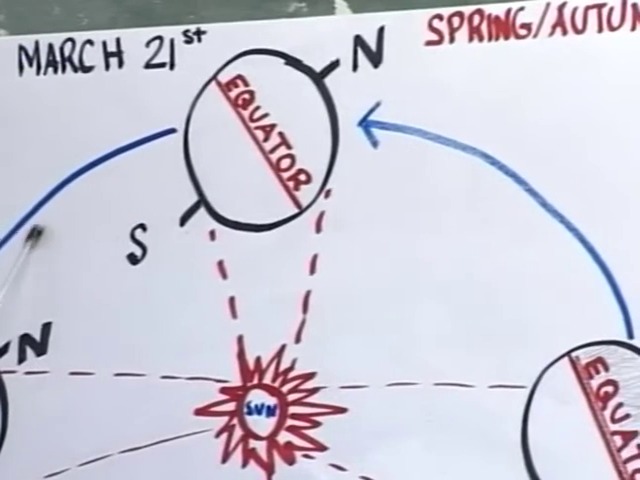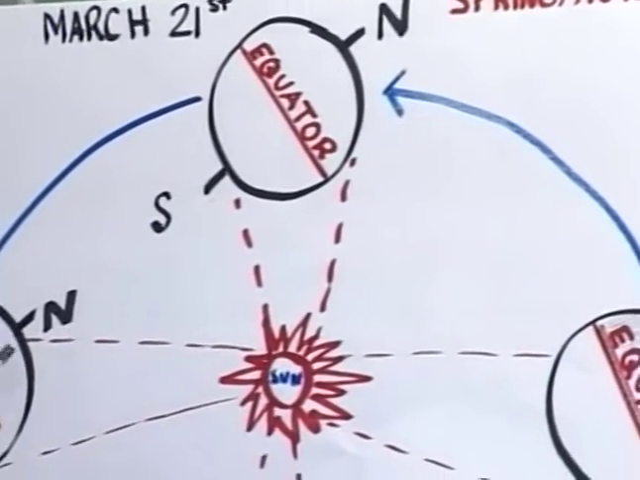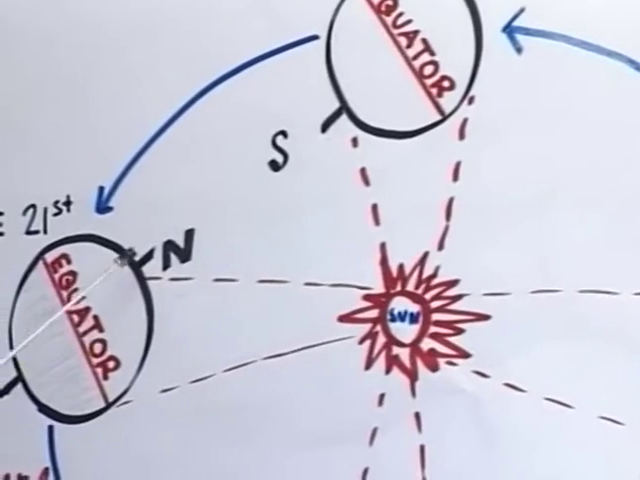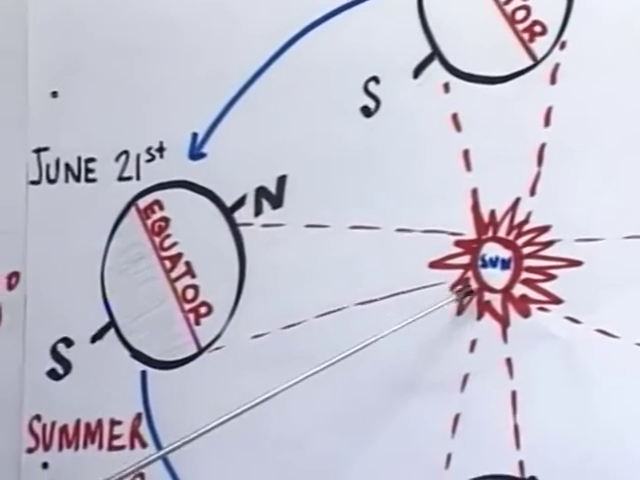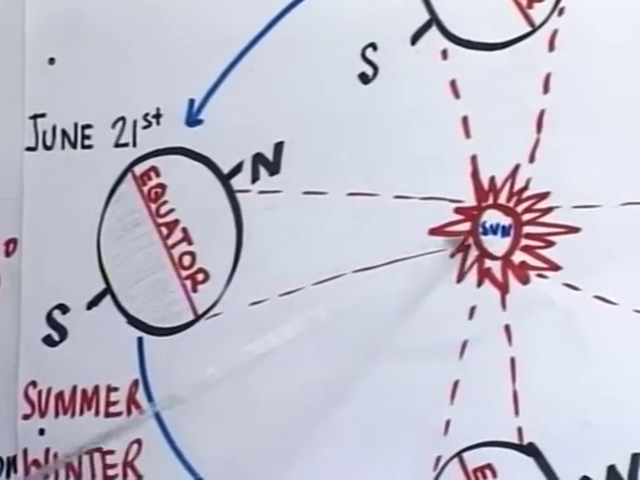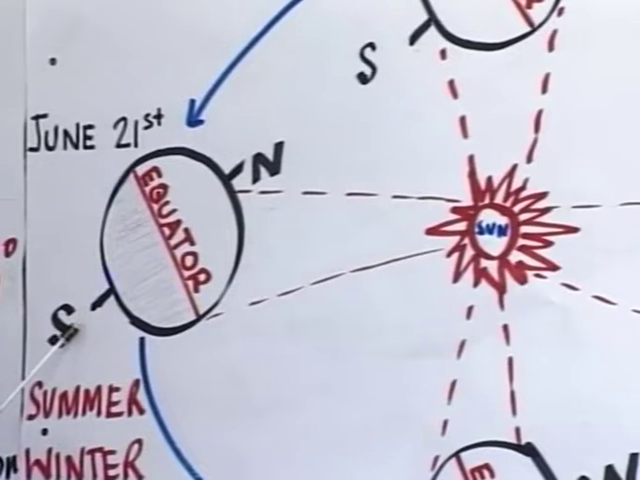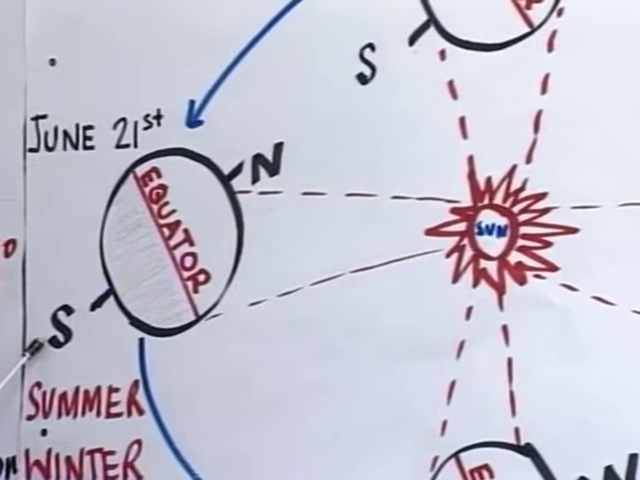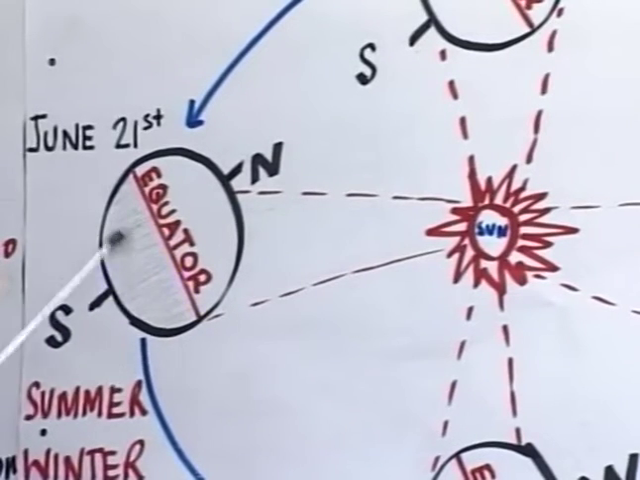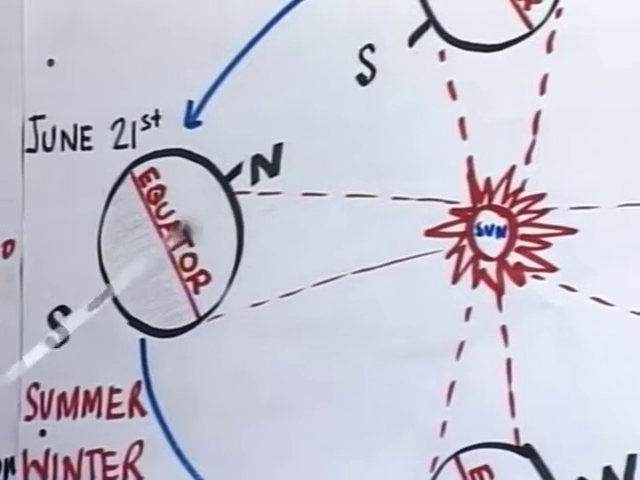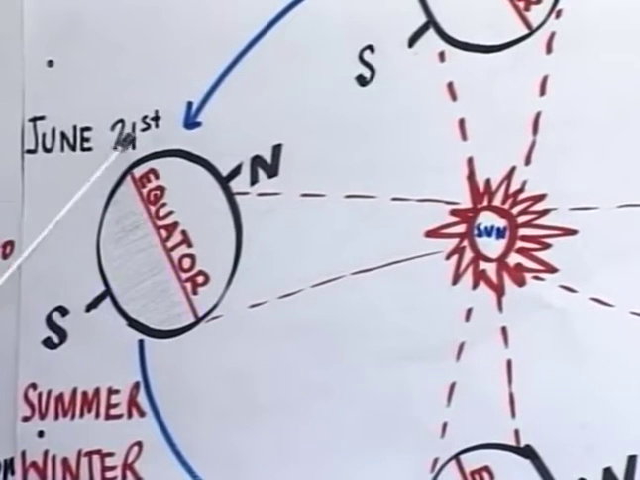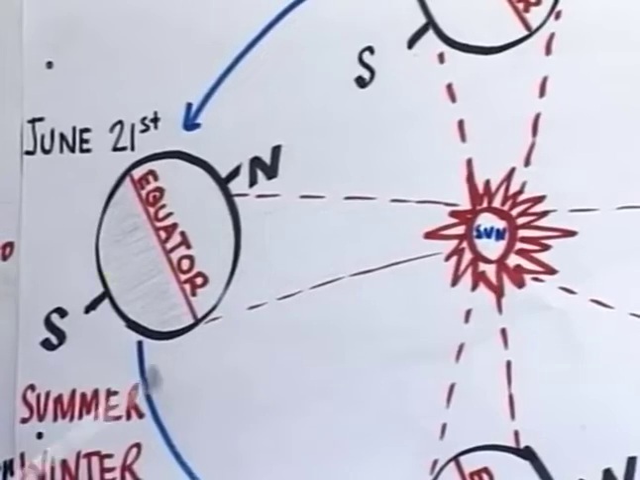The blue arrow, 3 months later, see the position of the Earth now. The North Pole is closer to the sun, or it's facing the sun. The South Pole is actually away from the sun. So the shaded area here will show us winter in the southern hemisphere, summer in the northern hemisphere, June the 21st.